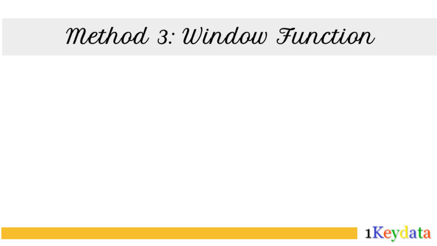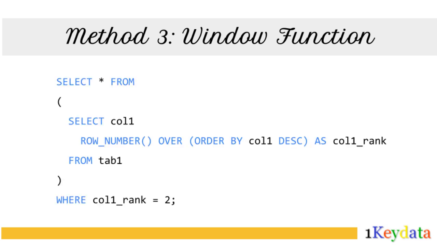The third approach is using a window function. The idea is to use the window function to give each value a rank in descending order, and then you pick the second ranked value. Here is the query. Note that in this example, we use row number. Because at the beginning we specified that all values are distinct, we can also use rank or dense rank, and all 3 will give the exact same result.